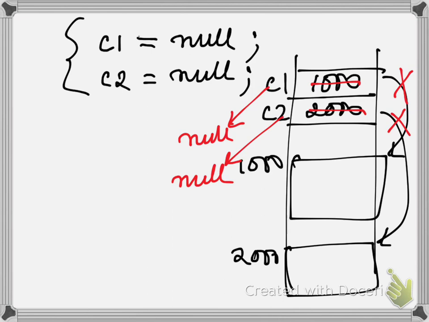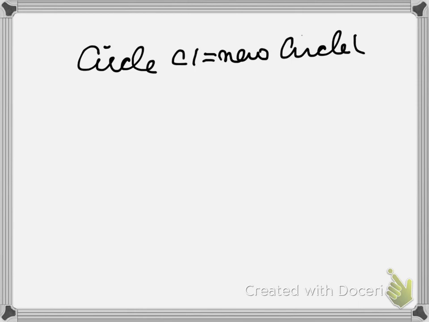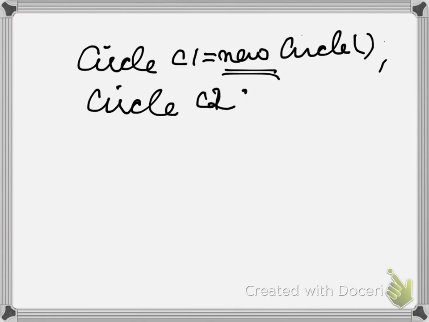Now, one more thing before we end this video. When you write some statement like this, say Circle C1 is new Circle, when you use the keyword new, this is what is allocating memory to it. Now you can declare a variable like this also, Circle C2, just like you declare an integer.